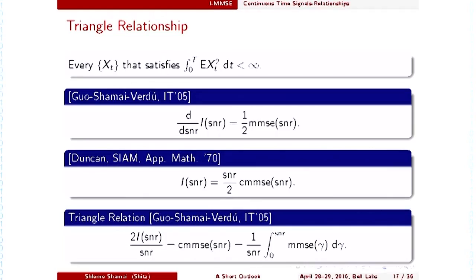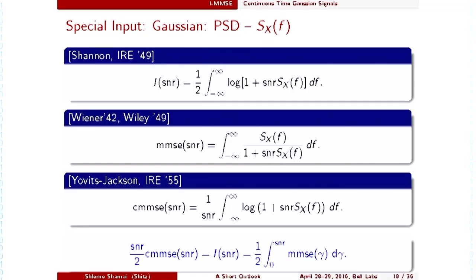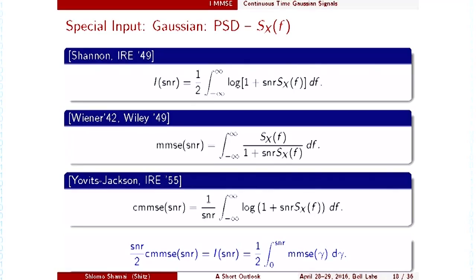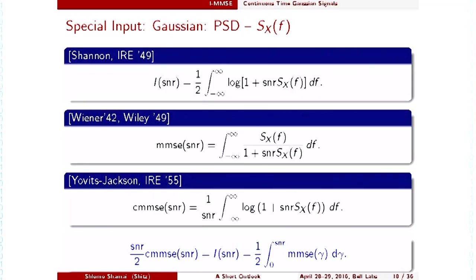Let's try to exemplify that for Gaussian inputs, continuous processes. Here we have the classical '42 Wiener MMSE relation, which probably was classified because of the radar implications, was out in '49. And here is the '49 Shannon formula that we heard in the previous talk for the general spectrum. The relation is immediate, just the integral. That's all. MMSE.